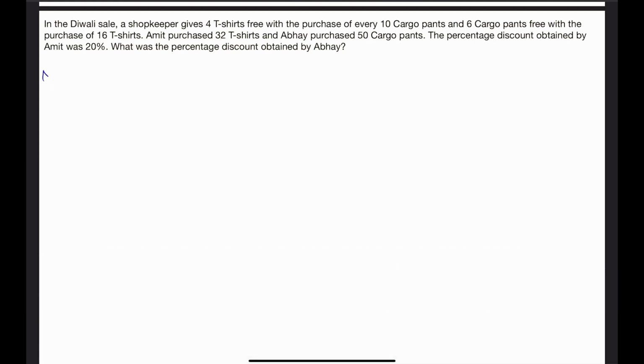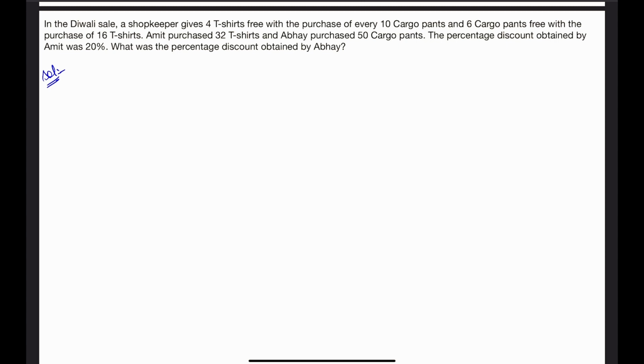So let's solve this question. In the Diwali sale, a shopkeeper gives 4 t-shirts free with the purchase of every 10 cargo pants and 6 cargo pants free with every purchase of 16 t-shirts. Amit purchases 32 t-shirts and Abhay purchases 50 cargo pants. The percentage of discount obtained by Amit was 20%. So what was the percent discount obtained by Abhay?